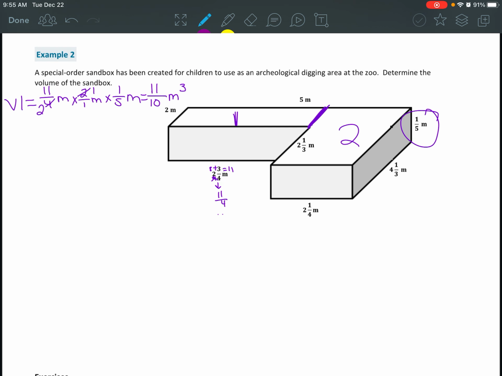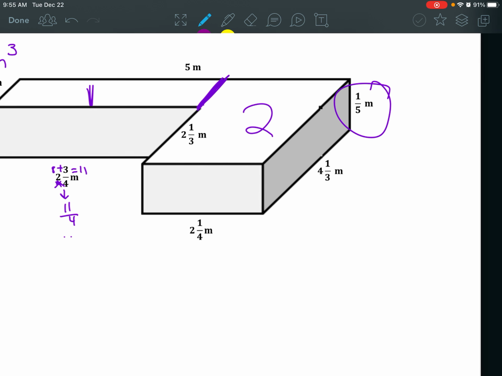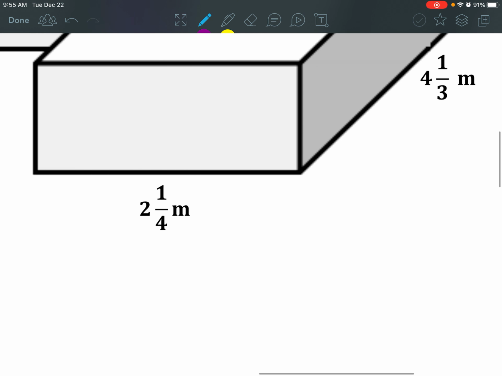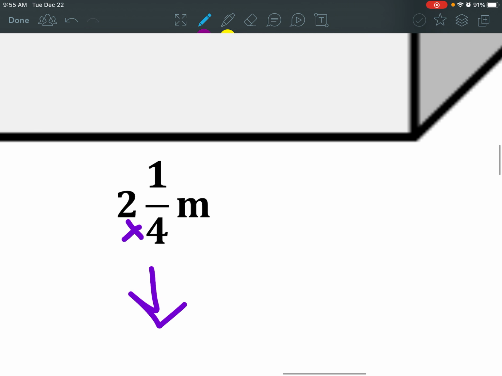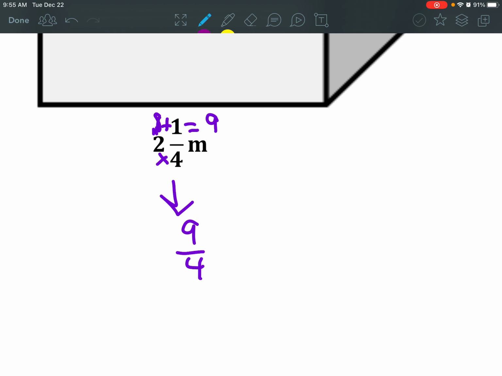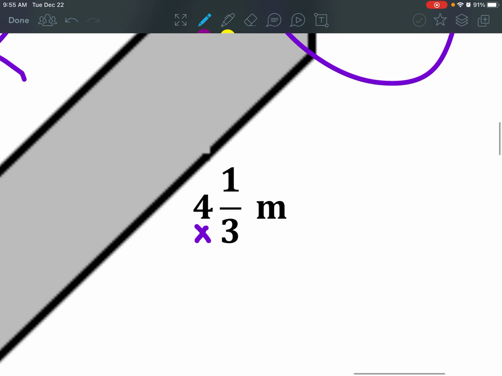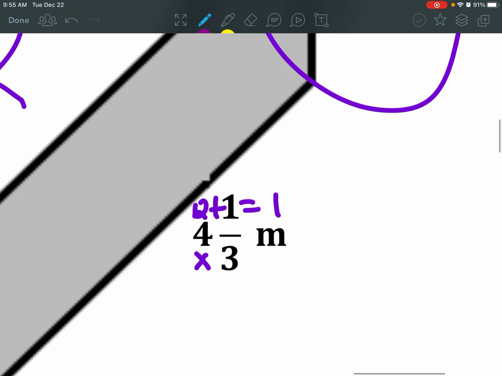All right, now the volume of the second one. So this number we're not going to use, just like we didn't use this one, because of how we cut it. If we would have cut it differently, then we would have needed those numbers. So let's turn this into an improper fraction. 4 times 2 is 8 plus 1 is 9. So this would be 9/4. And then this one, 4 times 3 is 12 plus 1 equals 13.